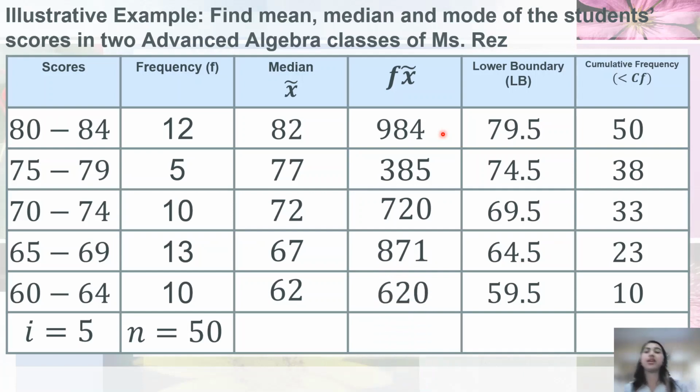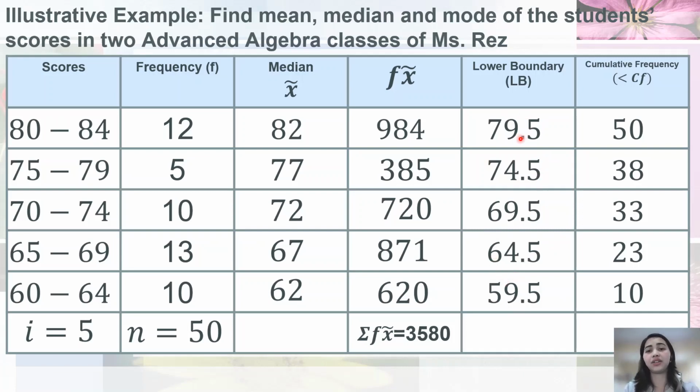That's it. After that, this is where we find the summation. When we say summation, you need to find the sum. You will add all the given values here. After adding, the sum of the frequency multiplied by median is 3,580. Ma'am, how was this obtained? Where does this come from? Is this given? No, this is not given.